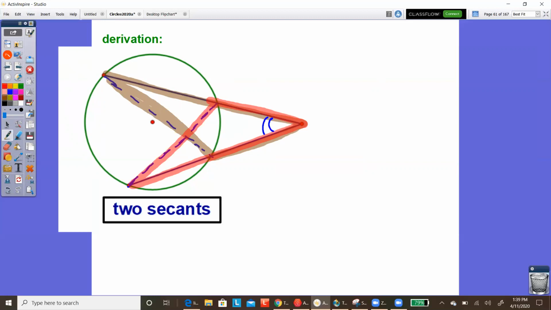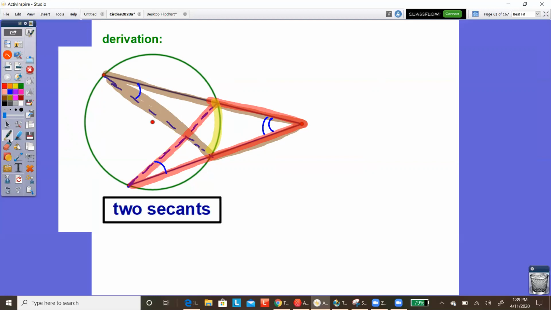Next, if you look at the brown angle inside the circle, that's an inscribed angle of this circle. And the red angle is also an inscribed angle in the circle. Both of them intercept this yellow arc. So because they both intercept that yellow arc, they're going to be half of the yellow arc's measure. So they're going to be the same measure because you're taking half of the same number.